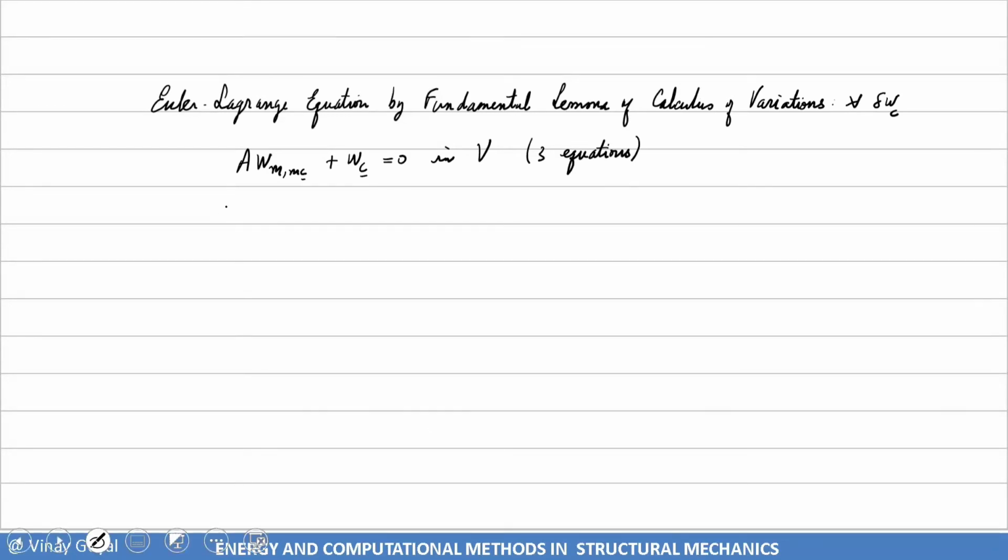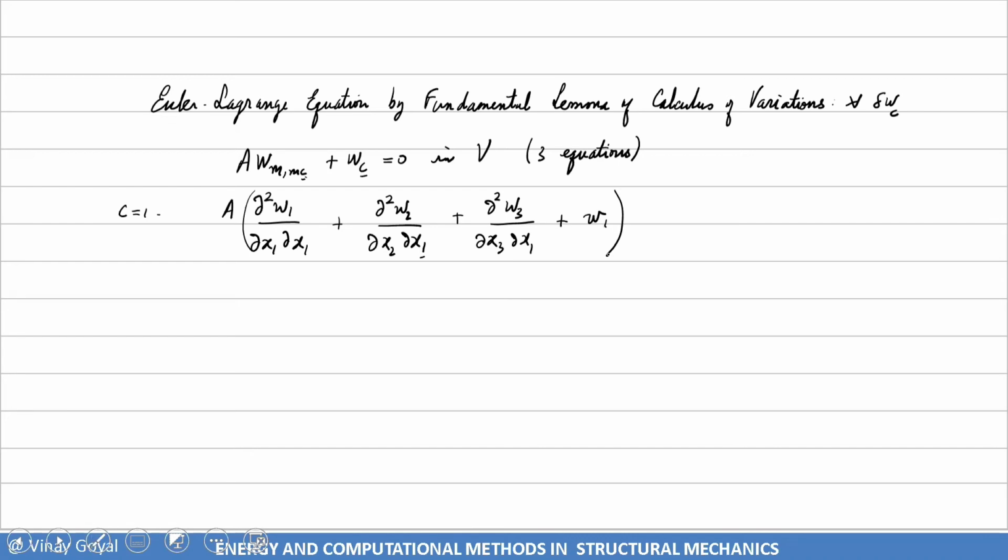And you can write one of them. For example, for the first equation, C equals 1, you get A times the partial of W1 with respect to X1, plus the partial of W2 with respect to X2 X1, because C is 1 for the first equation, plus the partial like that, plus W1. Sorry, that parenthesis ends here, and that is equal to 0. That's your first equation. And then for the second and third equations, just make C equals 2 and C equals 3. So you get 3 equations as Euler Lagrange equations.